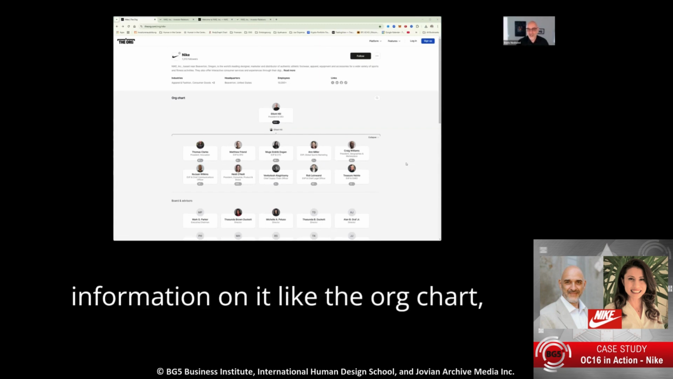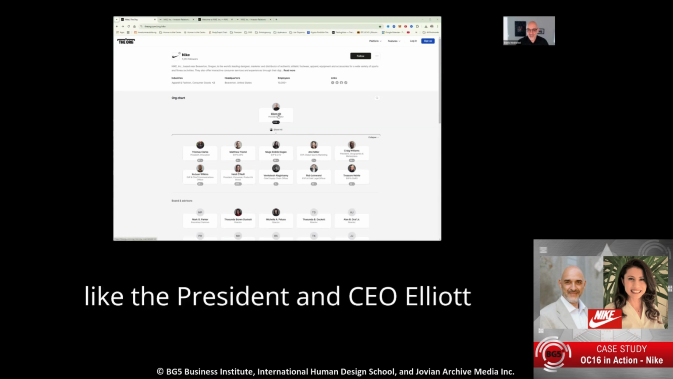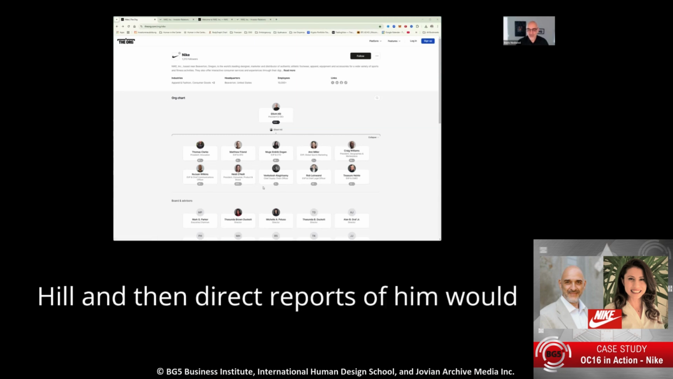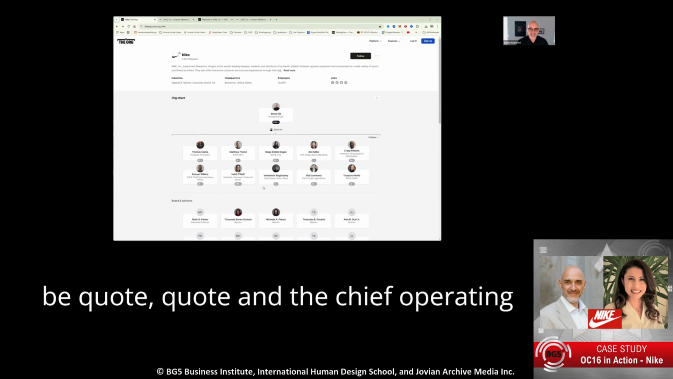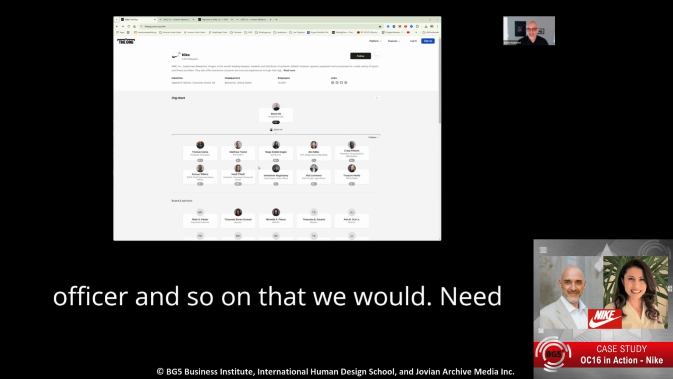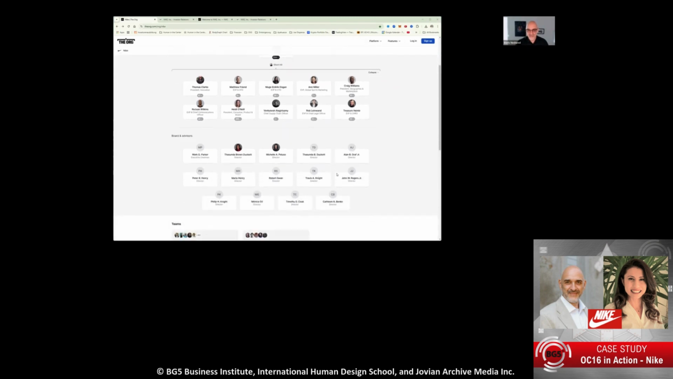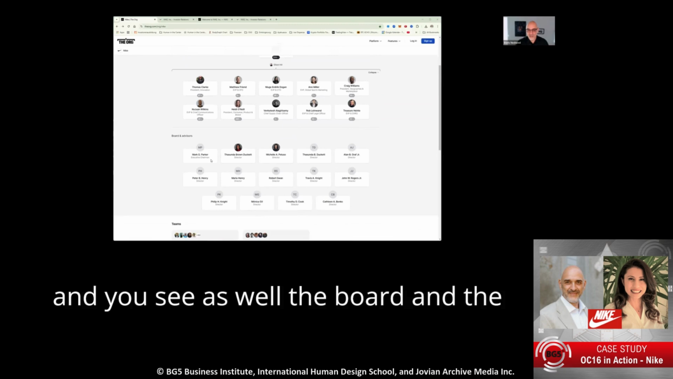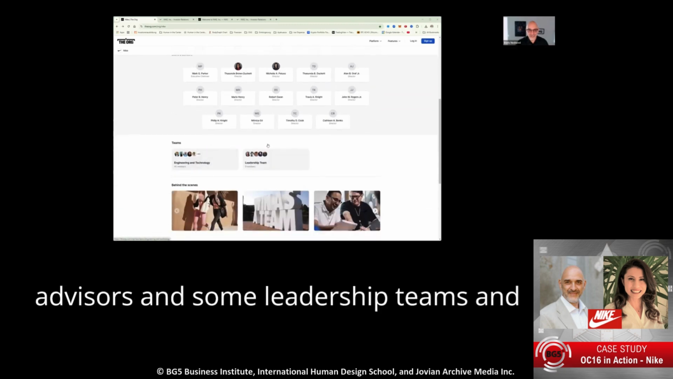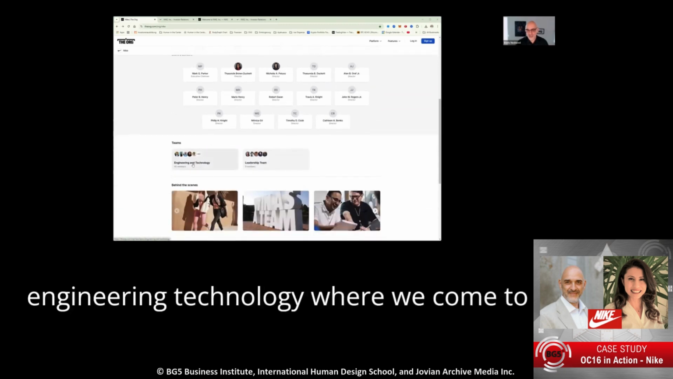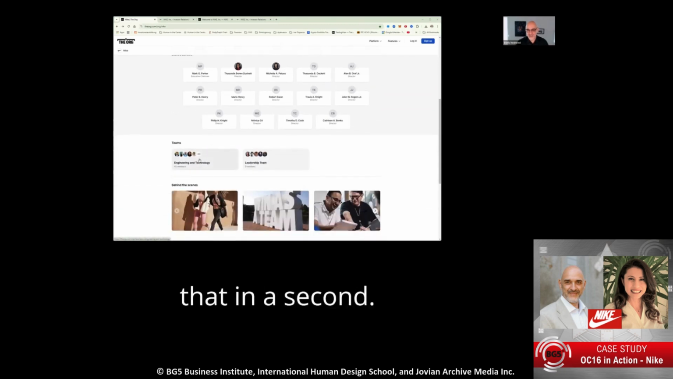And you would see a lot of information on it, like the org chart, like the president and CEO, Elliott Hill, and then his direct reports, who would be the chief operating officer and so on, that we would need for building the OC16. And you see as well the board and the advisors and some leadership teams and engineering technology. We come to that in a second.